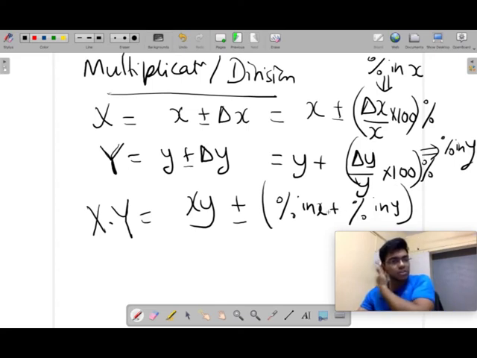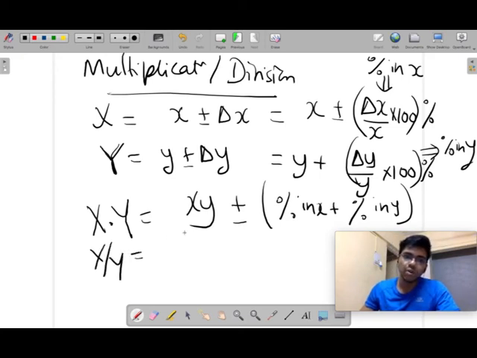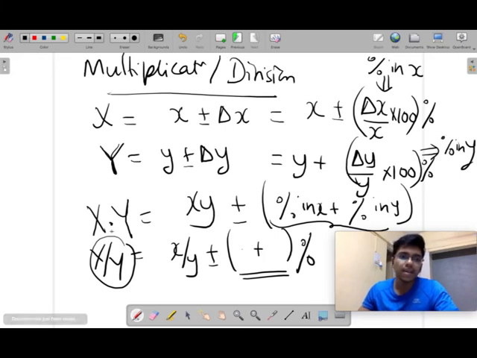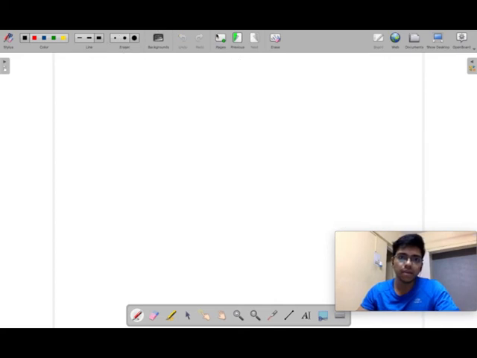Now I'll explain that through an example, but I'll do that later. It's the same thing when you're dividing, say x by y. You'll be dividing x by y, and plus or minus you'll be adding the percentage error in x and the percentage error in y, and that would be the percentage error in this whole quantity x by y. So note that you are not getting the absolute error here. This error is a percentage error in the product xy. So I'll give you an example.